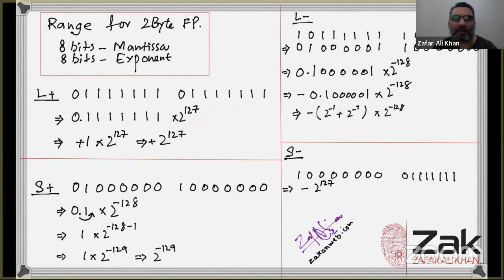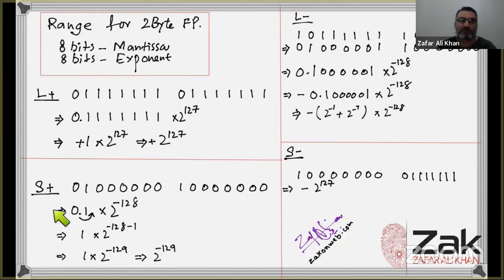In that case, we assume that there are so many ones after the point in the mantissa that they are almost one. So we just take it as one. We approximate this number of ones as positive one. So this would become +1 into 2 to power 127. So this is plus 2 to power 127. Remember, these assumptions are there and you have to live with them.